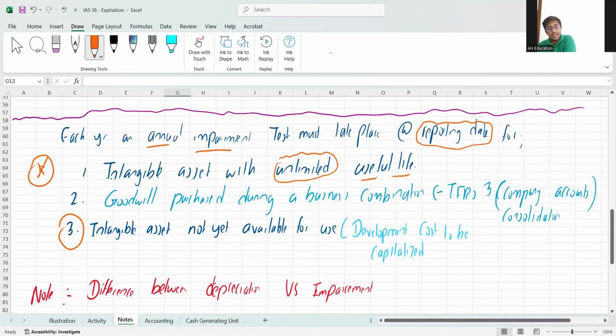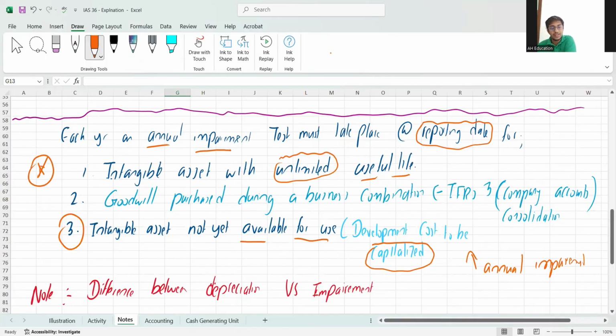Number two, intangible assets not yet available for use. What do I mean by this? You know development will only be capitalized if the entire criteria are met and it's ready for mass production. Until then, we will not amortize that development expenditure. So if I'm not amortizing it, what do I need to do? I need to do annual impairment.